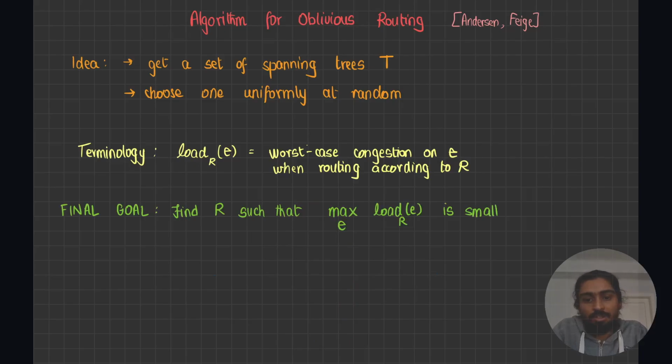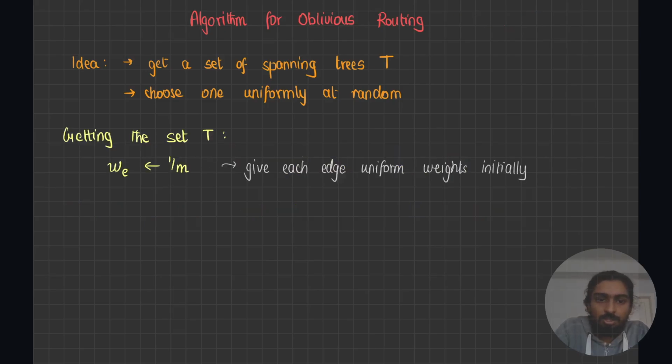And just to rephrase what we had before, earlier what we wanted was, we wanted the congestion to be low. In this new terminology, what that means is we want to find a routing where the maximum load on any edge is small according to this routing. So regardless of the worst case demands, the load on every edge has to be small, ideally polylog n, which is what we want, right?